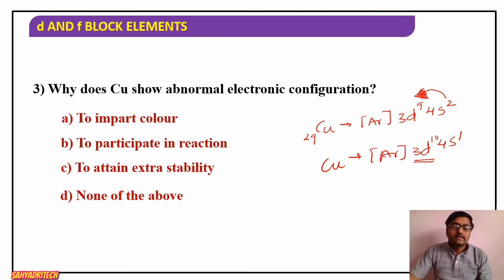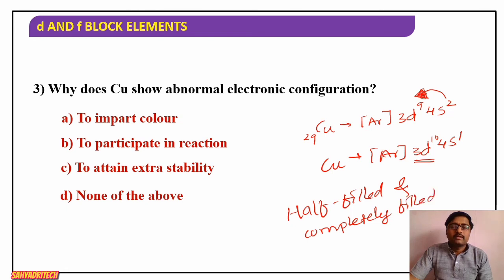According to the rule of stable configuration, exactly half-filled and completely filled configurations are more stable. So to attain extra stability, copper shows abnormal electronic configuration. What is the answer here? Option C: to attain extra stability, it shows abnormal electronic configuration.